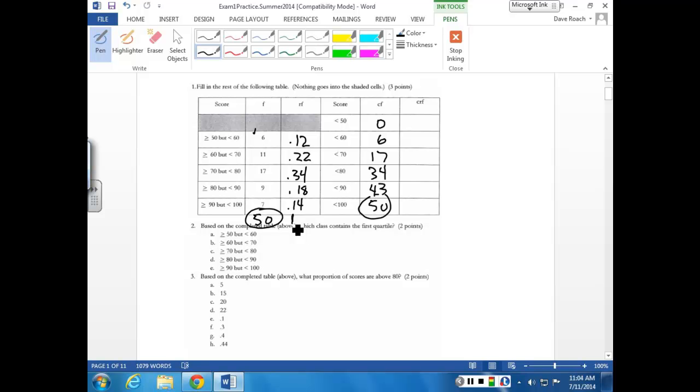And then to get the cumulative relative frequency, we'll divide each of these by 50. Okay. And again, you'll end up with 1 at the end.